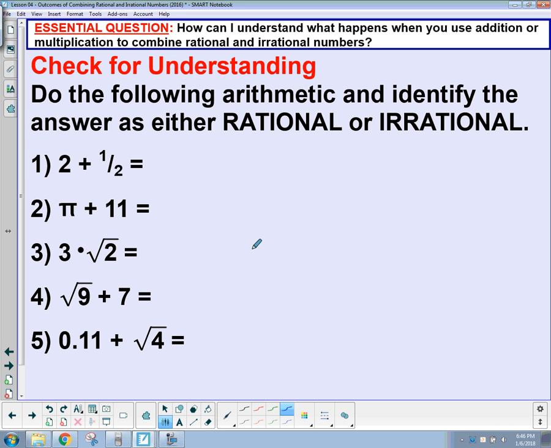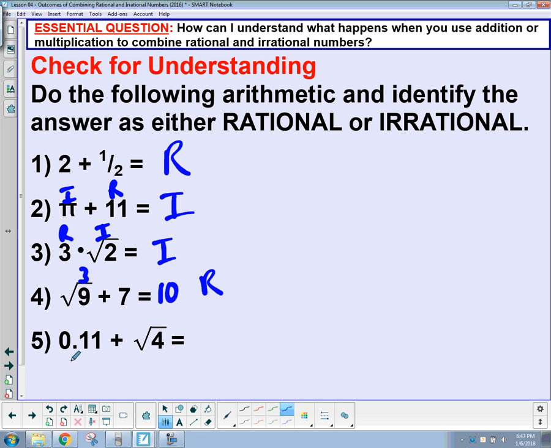All right, we're back. So now we're ready to check your answers. This is rational plus a rational number. Our notes told us it has to be rational. This is irrational, and this is rational. It has to be irrational. Again, rational, irrational. Answer is going to be irrational. Look at here. The square root of 9 you know is 3. 3 plus 7 is 10. That's a rational number.